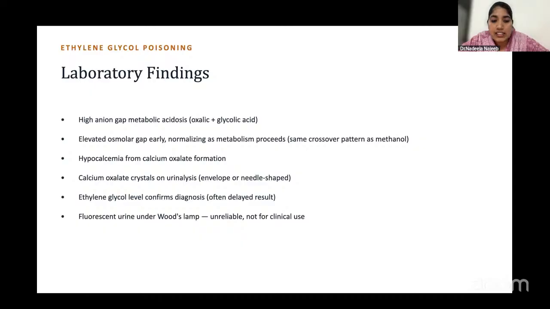Hypocalcemia is seen with calcium oxalate formation. Calcium oxalate crystals are seen on urine analysis. Ethylene glycol levels will confirm the diagnosis, but do not wait for the results. The urine crystals are not used as a diagnostic feature. They can be used just as a marker.